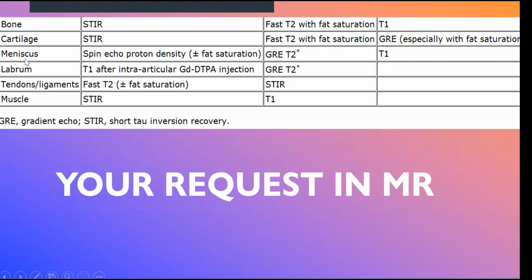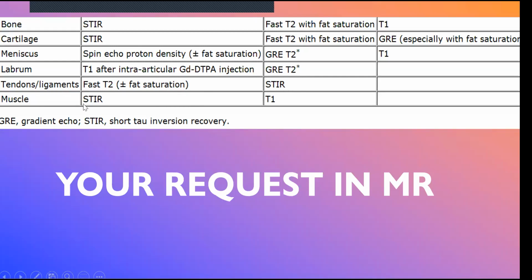For pathology in the knee or a meniscus, a spin echo is almost a good option, and T2 and T1 will show that. No need for a STIR. For a labral tear, usually an intra-articular gadolinium injection is very useful, especially in T1, and the gradient in T2. For tendons and ligaments, you have to use a fast T2 with or without fat saturation, and STIR. It's very important in order to see the tendons and ligaments as well.